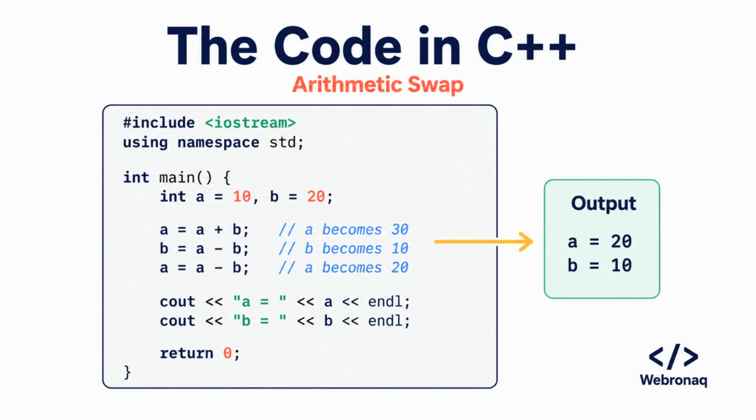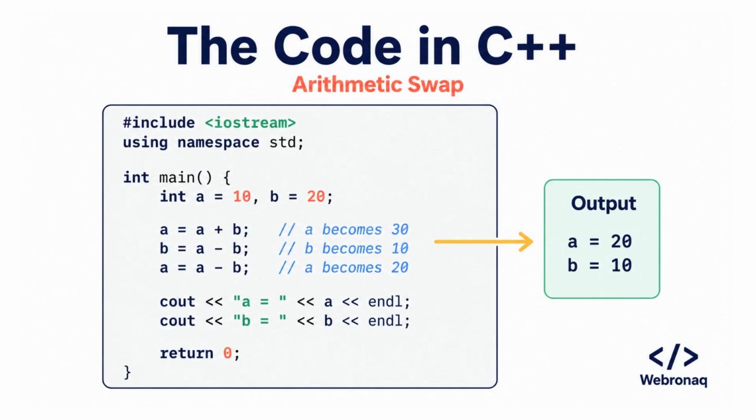Here's the full C++ program. Let's walk through it quickly. At the top, we include iostream so we can print output to the screen, and we bring in the standard namespace so we don't have to write std everywhere. Inside main, we declare two integers. a is 10 and b is 20. These are the values we want to swap.